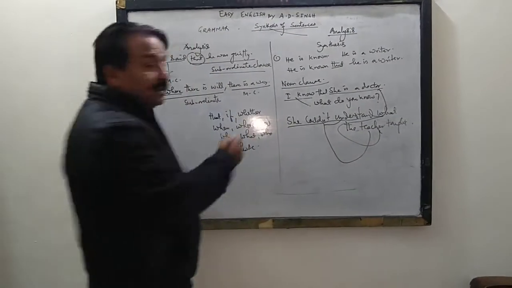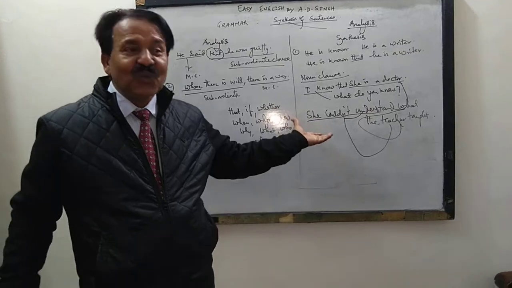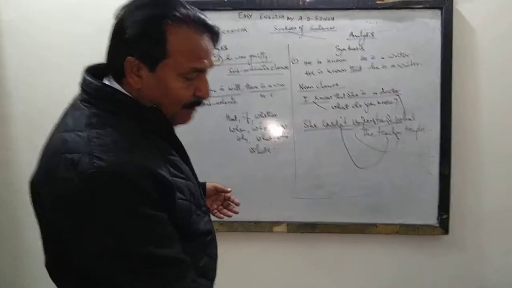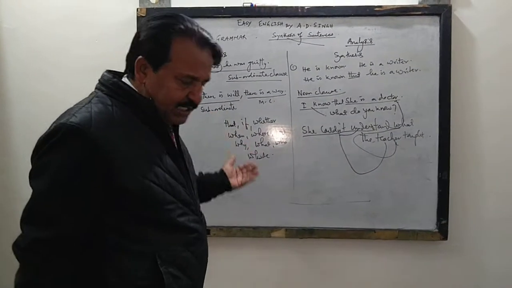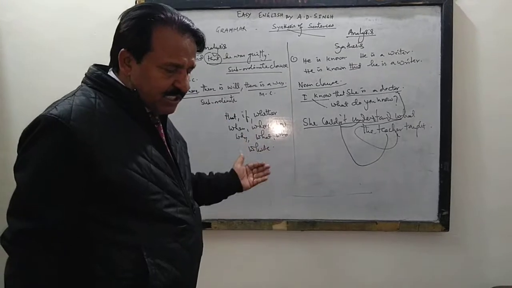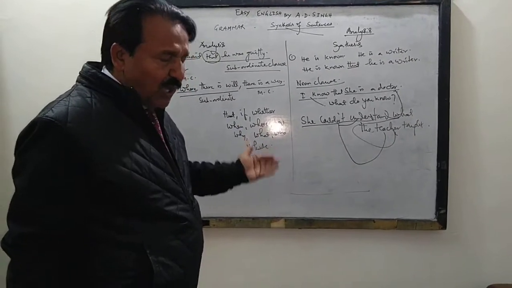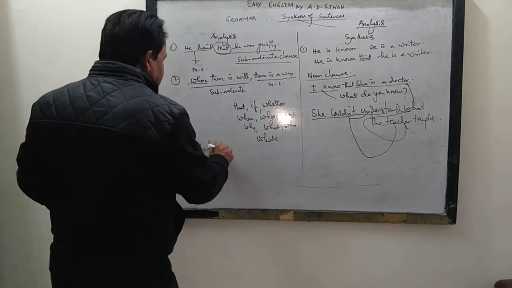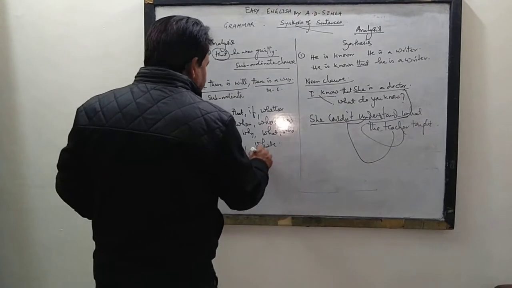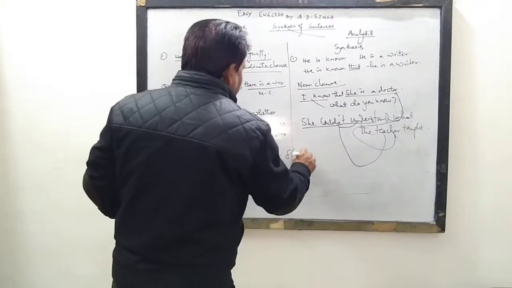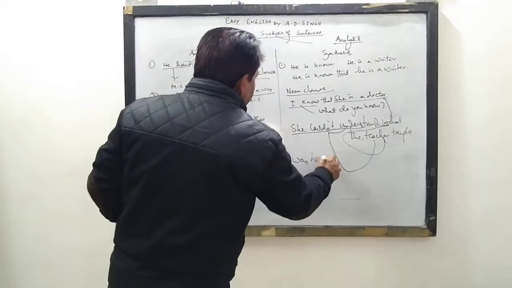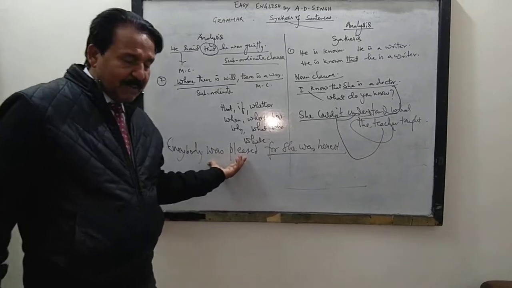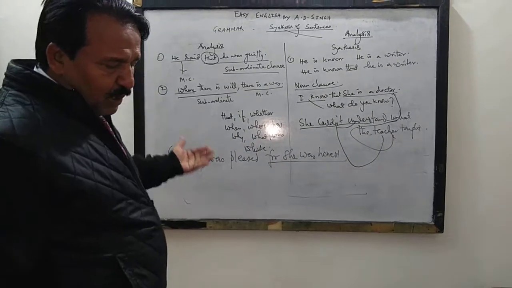Now, these are the words which connect a noun clause. Now we will take some examples of how these words appear in a sentence. Let us take one example. Everybody was pleased for she was honest. Now tell me, what is the noun clause here? For she was honest. And what is the main clause here? Everybody was pleased.